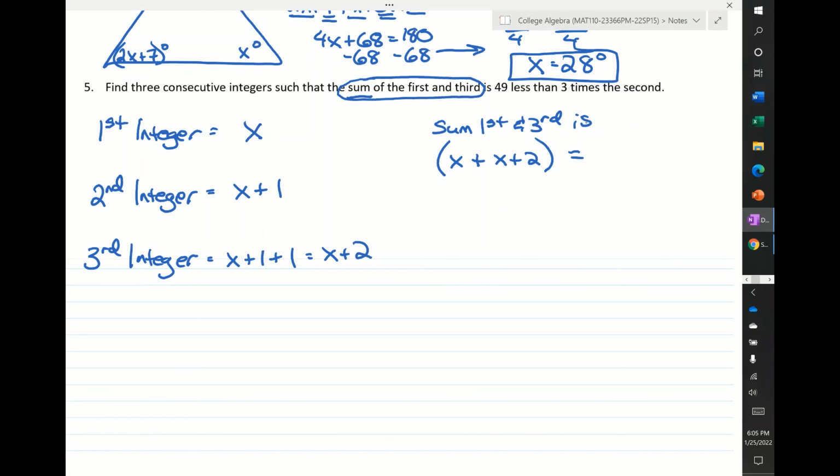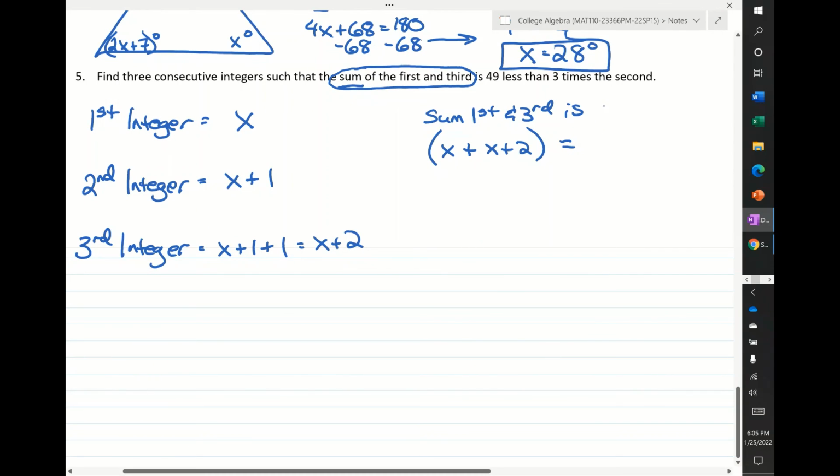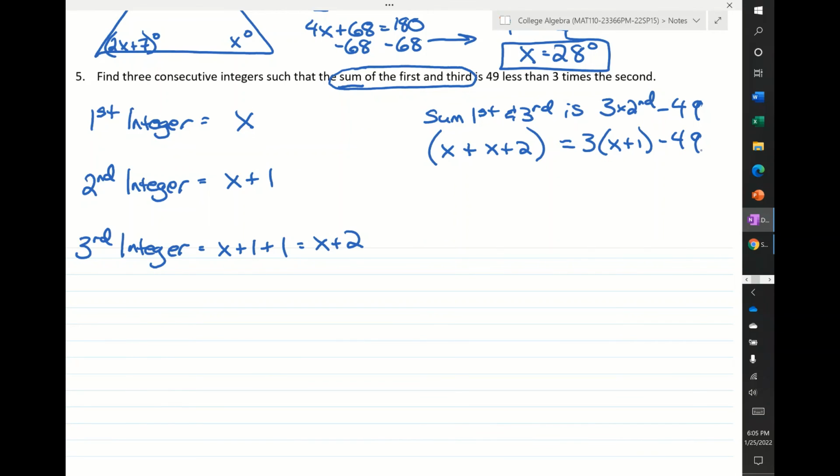So remember, we've seen that a few times today. 49 less than something else. Is the 49 going in front or behind it? Behind it. So the way that we would write this is 3 times the second minus 49. 3 times the second is 3 times x plus 1, minus 49. Clearly, the hardest part is just setting this up. Right? The way that you'll get better is by practice. You can go ahead and finish it. You don't need me to do it.